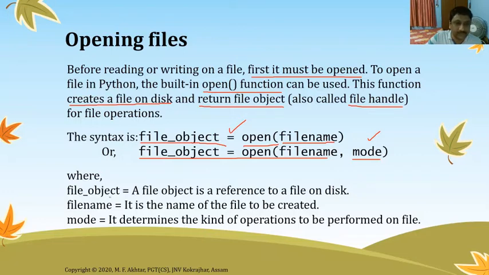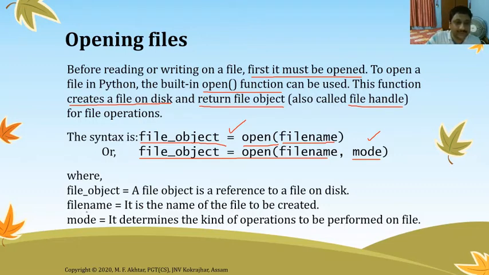File object, we already know. A file object is a reference to a file on disk. The file which is created on the disk gives some reference; it creates some link from that disk file, and that link is known as the file object. And the file object is just a name, an identifier.